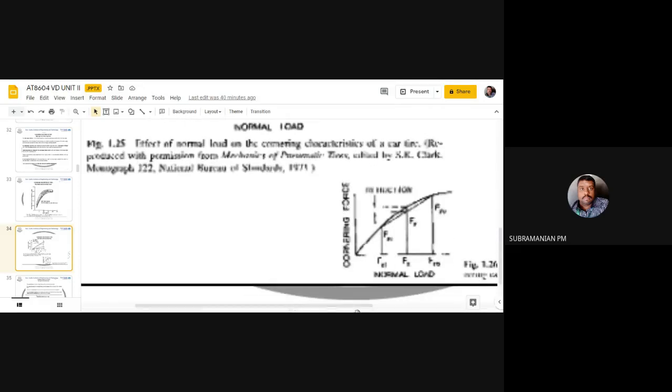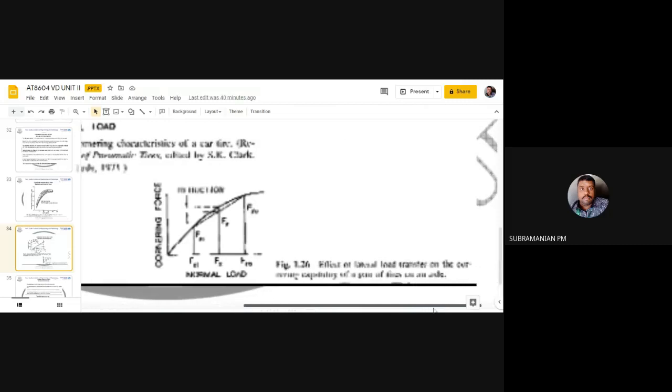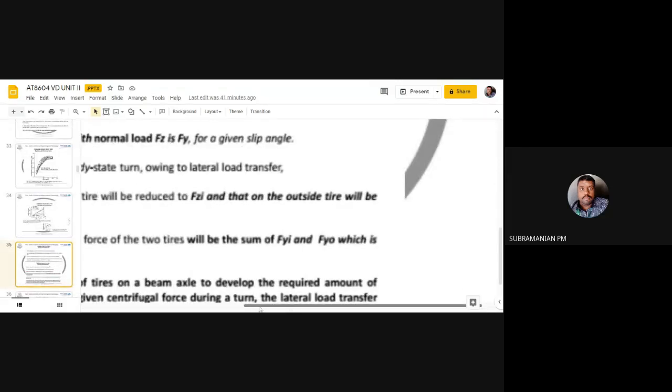So you can see here another sketch. It discusses the load transfer. What will happen when the load transfer happens? How will it influence the cornering force? You can see that when the load transfer happens, the cornering force is reduced. So go through this sketch and you will be able to understand. The explanation is given in the next slide.